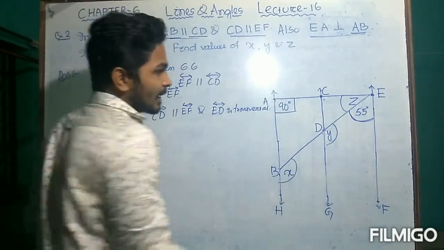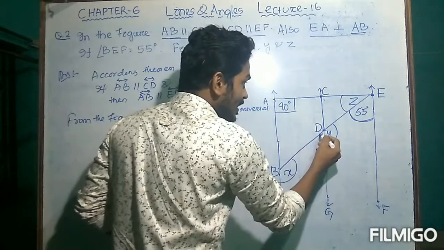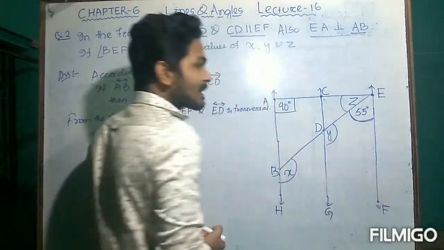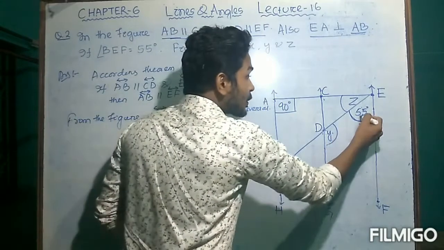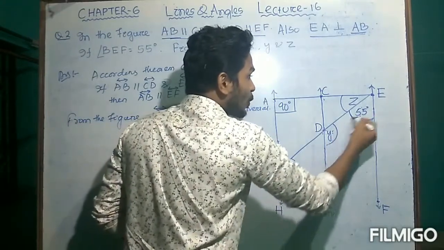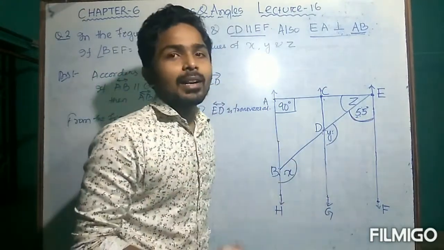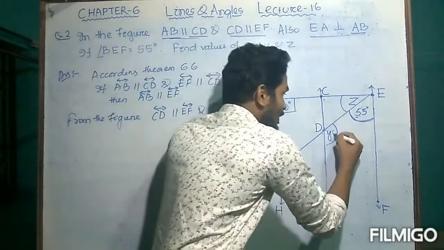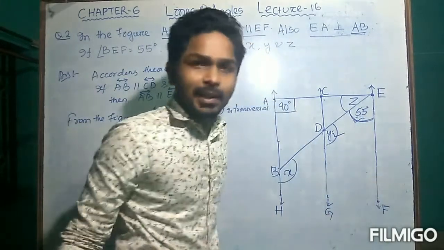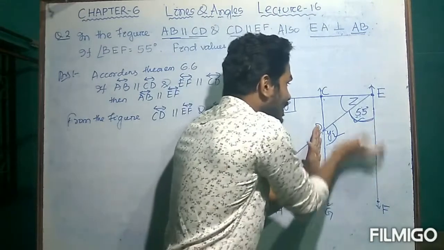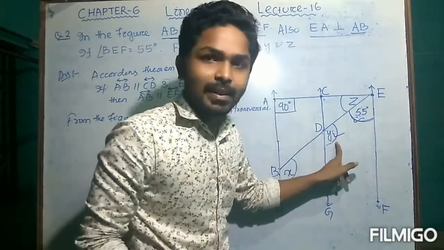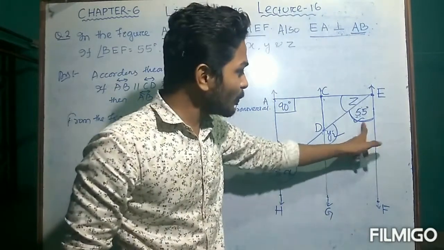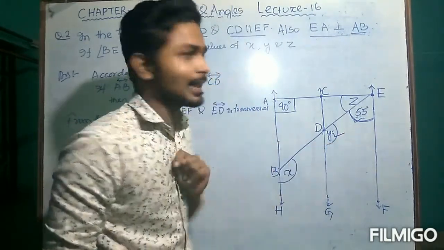Okay. Next, if this is the transversal line and these are the two parallel lines, then according to theorem 6.4, the sum of one pair of co-interior angles is 180 degrees. Now this angle and this angle are co-interior angles because they lie on the same side of the transversal line and they are interior. So these two angles are co-interior, and according to theorem 6.4, the sum of these two angles must be 180 degrees.